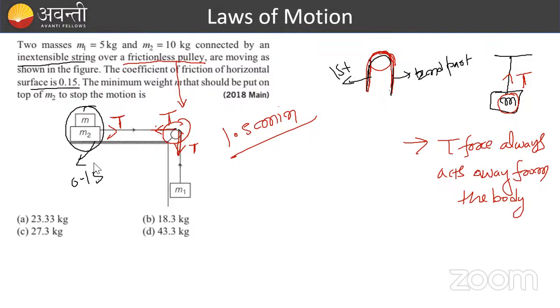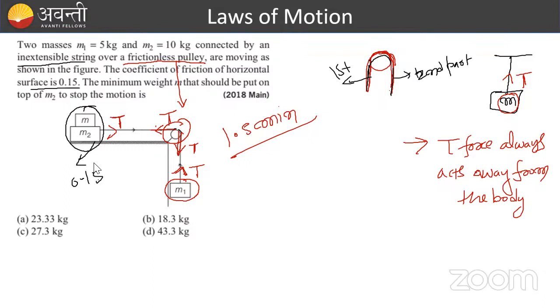अब यहाँ पे देखो, यहाँ पे भी M1 mass, if you are going to apply the tension, it will always act away from the body. So tension force acting on mass M1 will be in this direction. Done. So this is done. This was all the question. अब कुछ नहीं करना हमें.